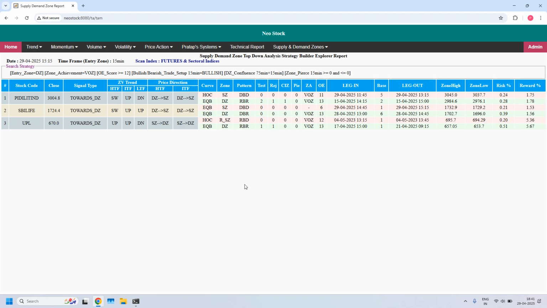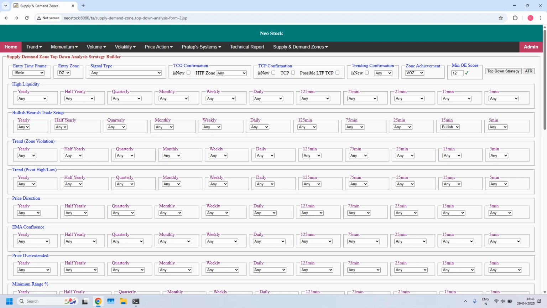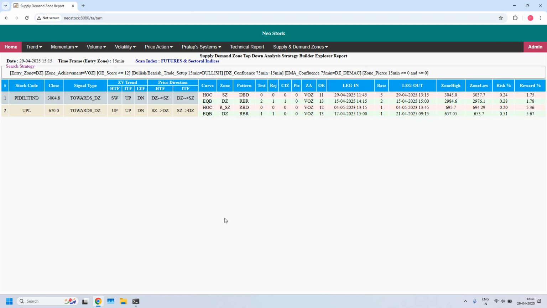Let's verify any of the 75 minutes demand zones are having daily EMA confluence. Two stocks are filtered. So these two 75 minutes demand zones might be having more probability to get success. That is the reason why they are already tested.